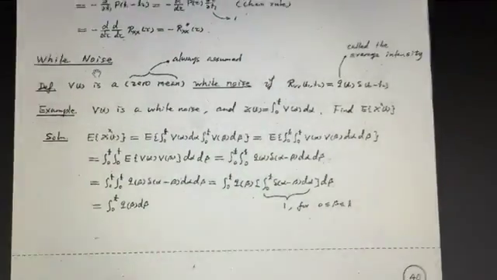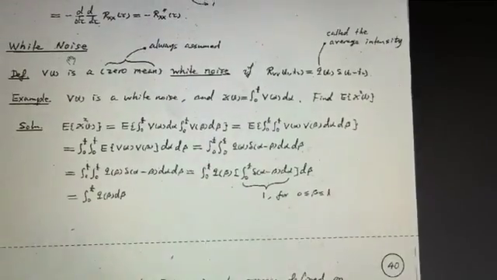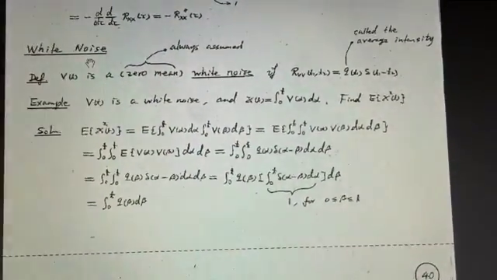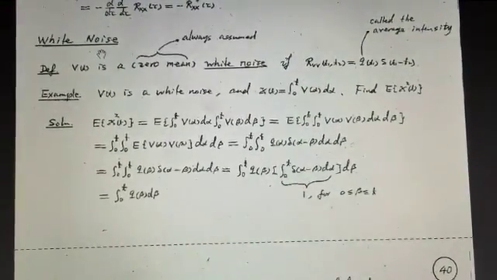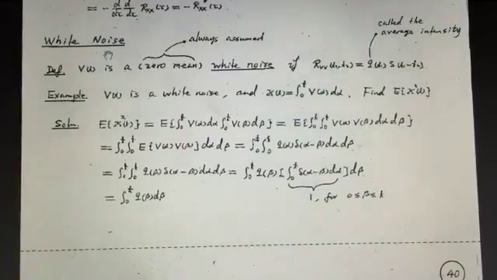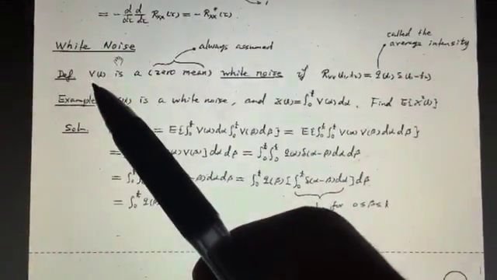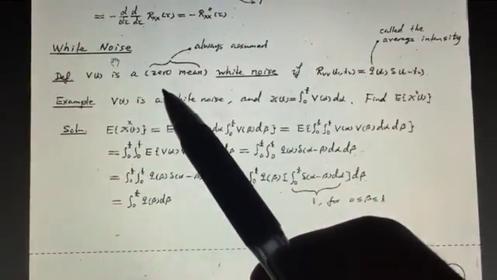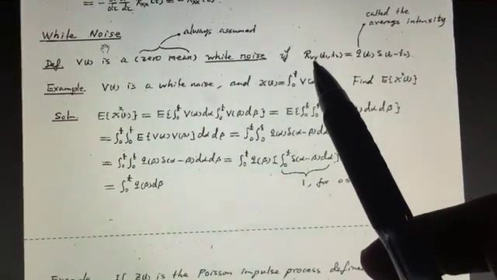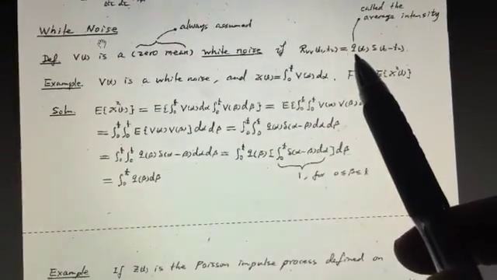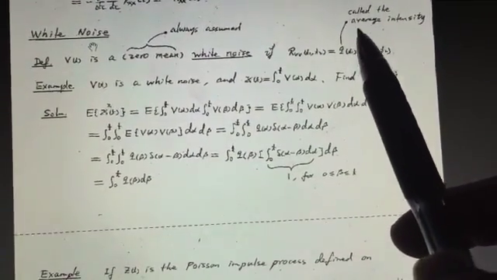The next topic I'm going to talk about is white noise. First of all, why do we call this noise signal white noise? It's called white noise because it has all the frequencies, just like white light has all the frequencies of light and is a mixture of all the lights. White noise has all different frequencies, and it is a mixture of all the various noises. The theoretical definition of white noise is that it has zero mean, which is always assumed, and its autocorrelation function is q(t1) delta(t1 minus t2), where q(t) is called the average intensity.